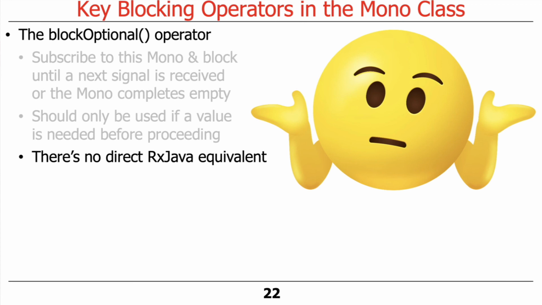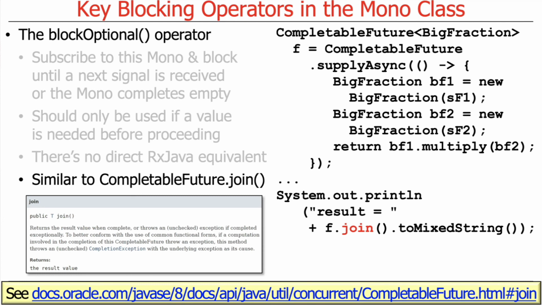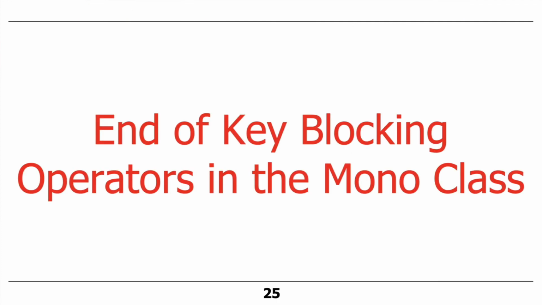Oddly enough, there is no direct RxJava equivalent for this. Go figure. You can use blockingGet to wait for a result, but you don't get Optional behavior there. And once again, this is also very similar to CompletableFuture join, except it doesn't return an Optional. So that's the end of our discussion of blocking operators in the Mono class.